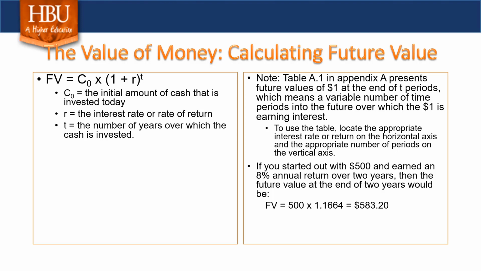So let's do an example. If you as a sport organization started out with $500 and you invested that $500 and earned an annual 8% return, in 2 years your $500 would now be valued at $583.20. Therefore, your $500 in 2 years is now worth $583.